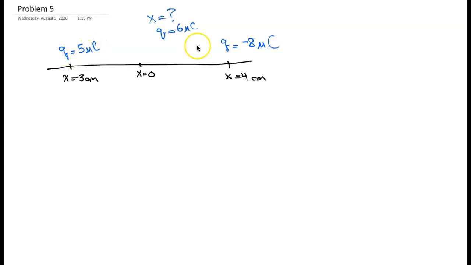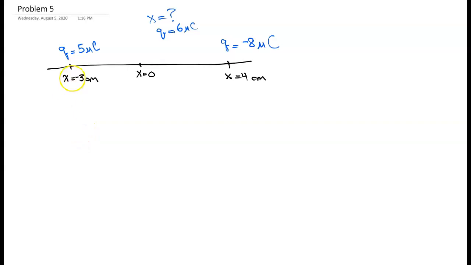So at some point, when we find the location for this 6 microcoulomb charge, it has to be on the x-axis as well, because neither of the other 2 charges has a y component. So that means that this Q, 6 microcoulombs, has to also be on the x-axis.